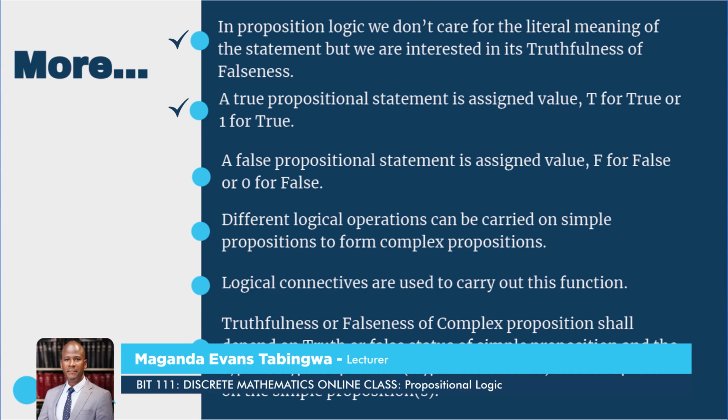You can assign a true propositional statement a value T, meaning true. Or you can assign a false proposition a value F, meaning false. An alternative way, because we know that a computer is a binary system and we use binary language, you can also assign a true proposition the number 1, which means true. Or you can assign a false proposition the number 0, which also means false.